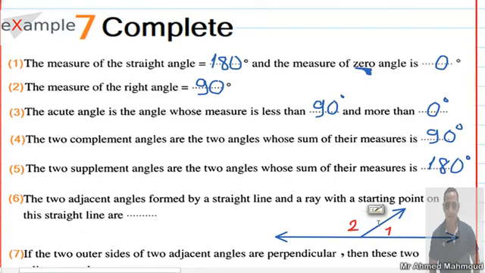He asked about the angles formed by a straight line and a ray with the starting point on this straight line. He asked here about the relation between angle 1 and 2. Since the two angles form a straight line, the sum of their measures equals 180. Then the two angles here are supplementary angles.